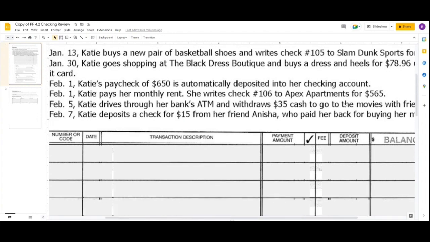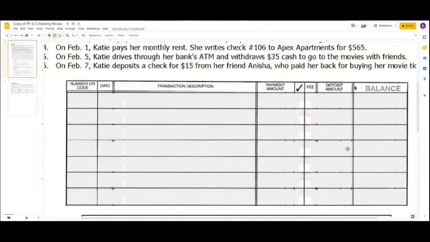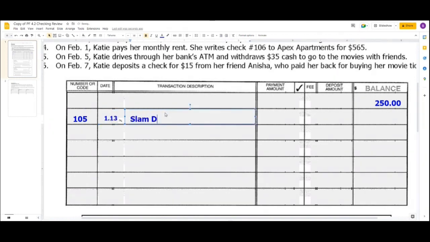So it starts out, we have 6 transactions that we need to account for within this account. And so it says we start out with 250. So I'm going to put that there as a basis. Okay. So then on January 13th, Katie buys a new pair of basketball shoes, writes check 105 to Slam Dunk Sports for 82.25. So I'm going to put in 105 on January 13th to Slam Dunk Sports.